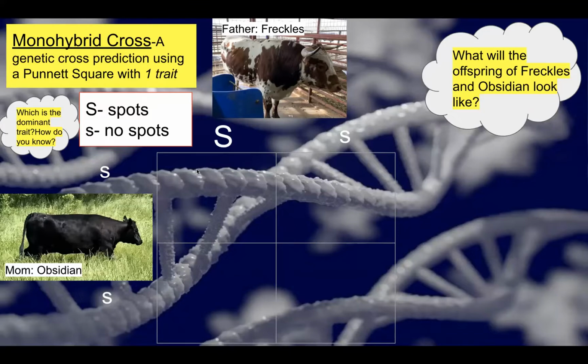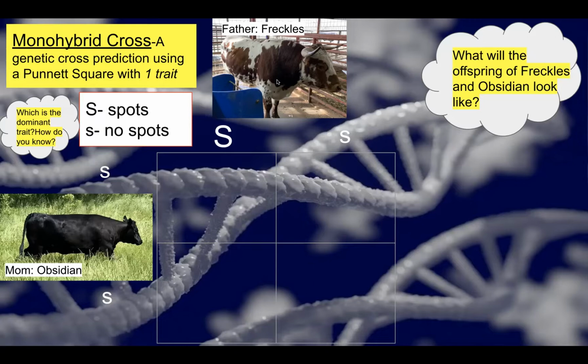So here is our Punnett square, and we're going to be doing a monohybrid cross. This is an example using our longhorn Freckles, who's the dad, and our mom, who is an Angus. Her name is Obsidian. We're going to see what is the probability of having offspring with spots or no spots. Take a look at our little key over here. Capital S means spots, lowercase s means no spots. So which one is the dominant trait, and how would you know that? Given the information from the last slide, we know that spots is the dominant trait because it is capitalized. No spots is the recessive trait because it's lowercase.